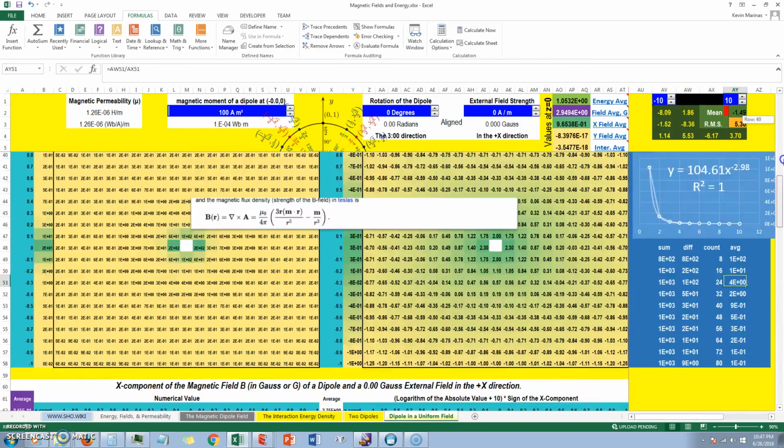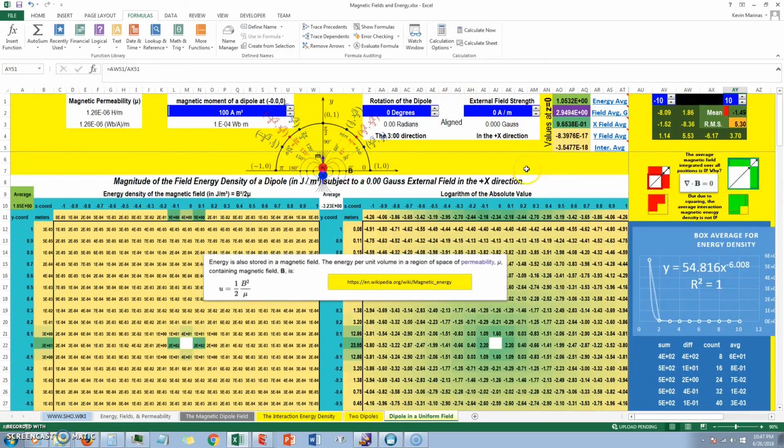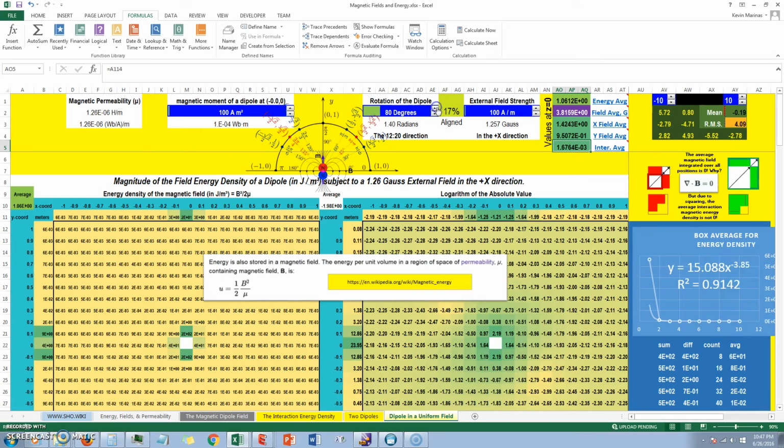And when this is interacting with an external field, notice here, if it's 100% aligned, our interaction energy density is going to be positive. Now, if I rotate this to 90 degrees, now you see it's practically zero. Now, once we rotate it in the opposite direction, our interaction energy density is going to be negative. Okay?